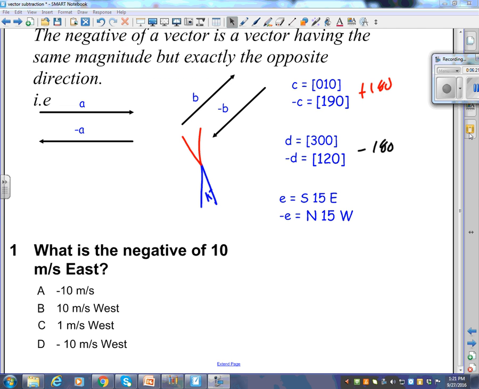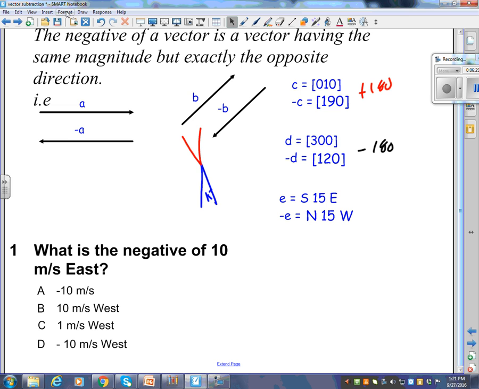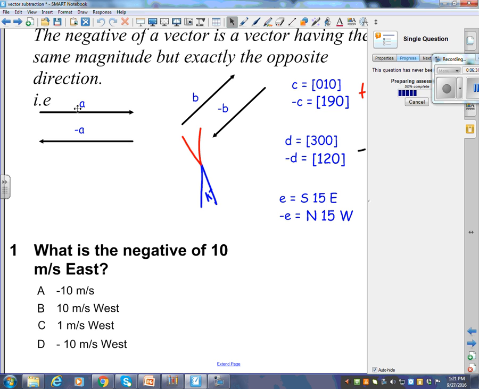So here's the first question. What is the negative of 10 meters per second east? What is the negative? It's right there on the screen.